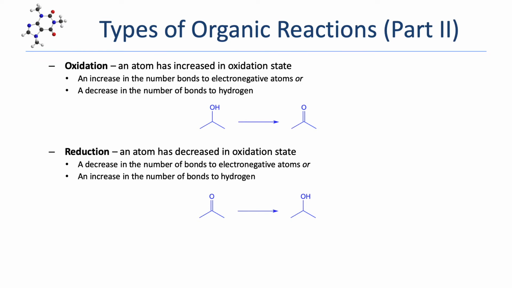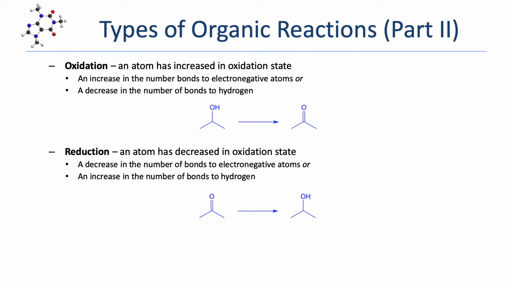So if you look at this example, you can see that that middle carbon has one bond to oxygen, and it's going to a ketone, which has 2 bonds to oxygen. So that represents an increase in the number of bonds to an electronegative atom, so it's an oxidation. Note that that carbon also had 1 hydrogen on it in the reactant and 0 hydrogens in the product, so it's also an oxidation from that perspective.